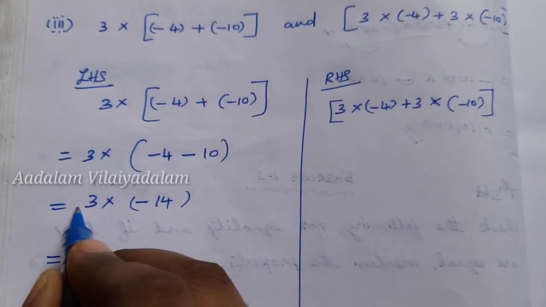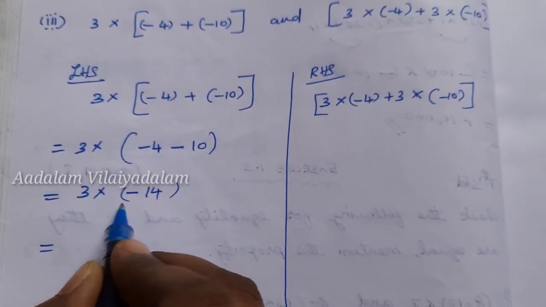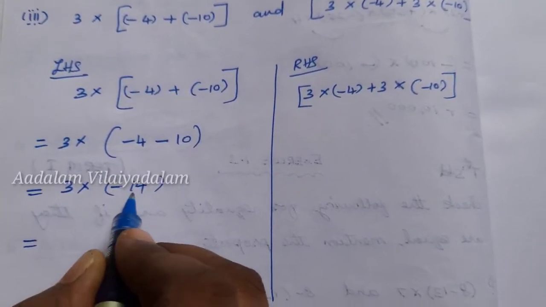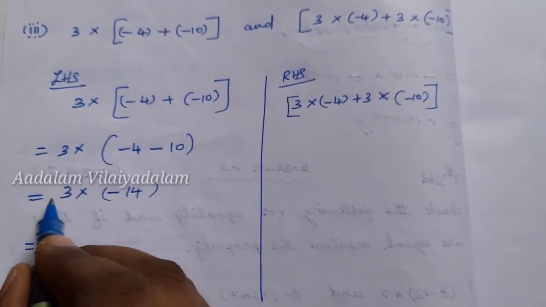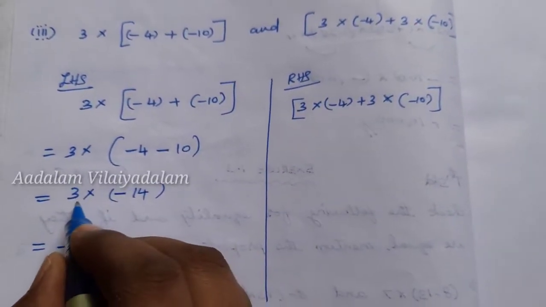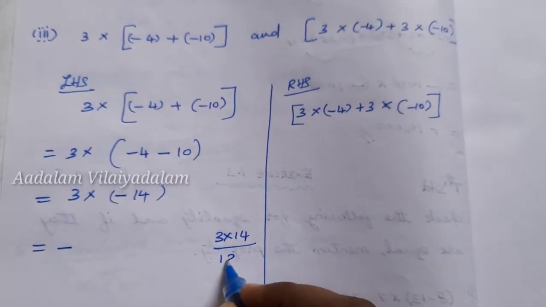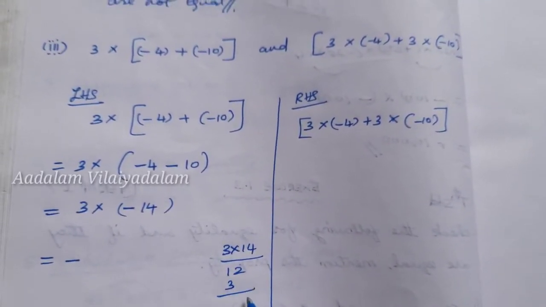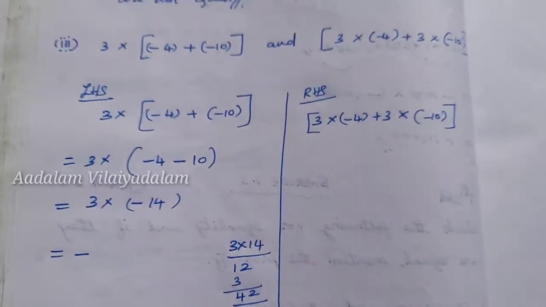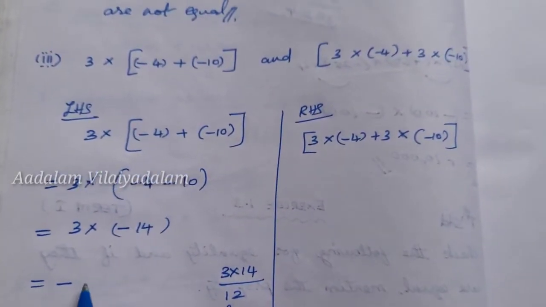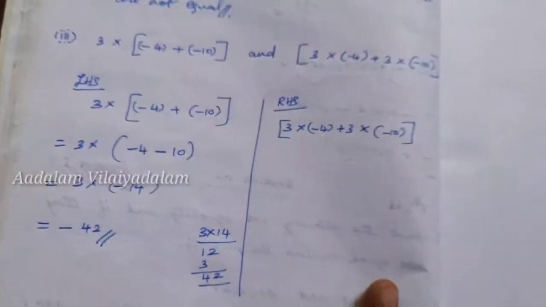Now here there is a plus value, here there is a minus value. In the beginning if you do the multiplication, you will do the sign multiplication, that is plus into minus is minus, and 3 into 14s are 4 3s are 12 and 1 3s are 3. You will get 42. So therefore minus 42 is the answer for this left hand side.